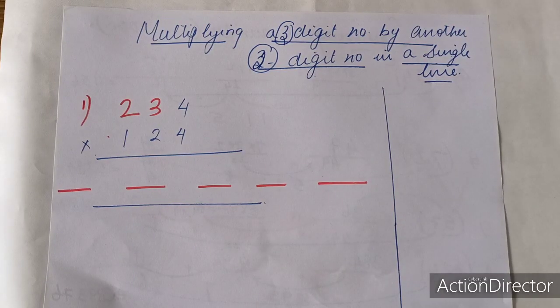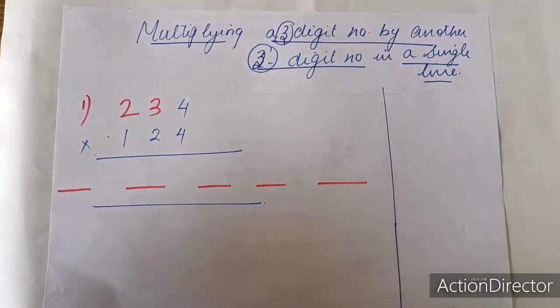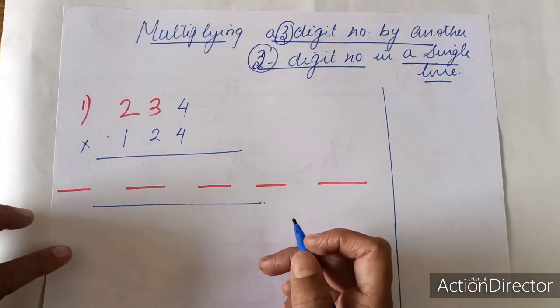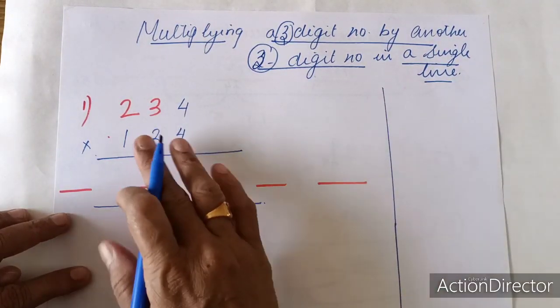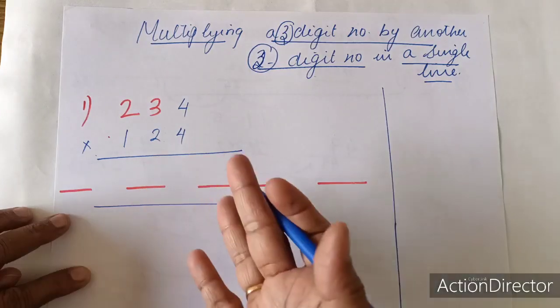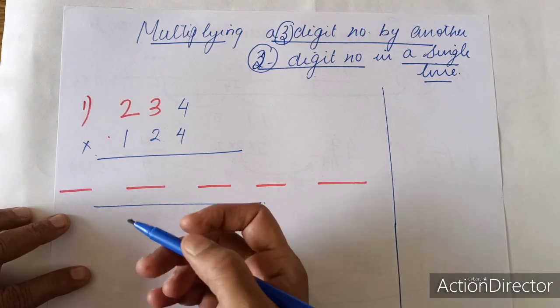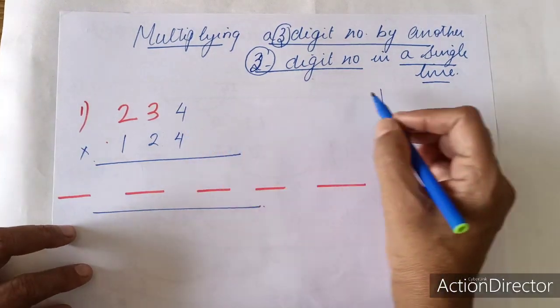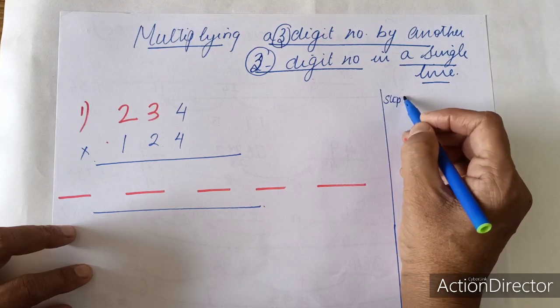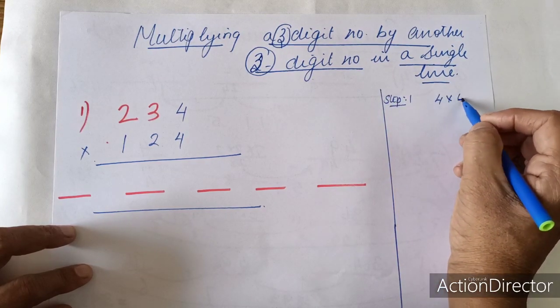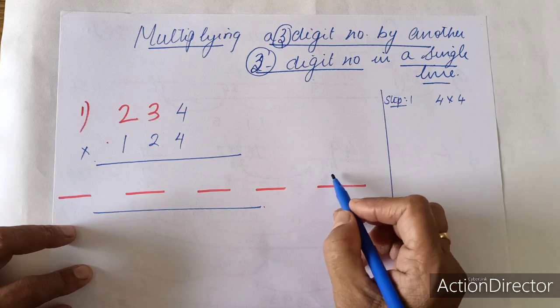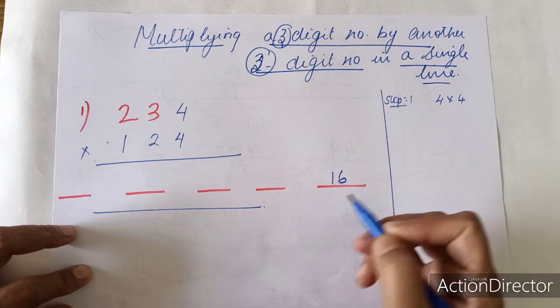Now let us move on to a trick to multiply 3-digit number by another 3-digit number. For this, please follow the steps I am going to follow. Step 1. In the first sum, you will feel difficult. As you practice, it will be very easy for you. In the first step, we are going to do only 4 into 4. That is the last line. So 4 into 4 will be 16.